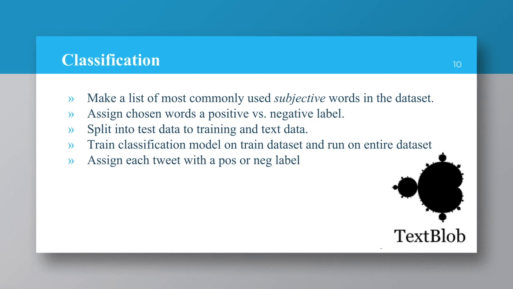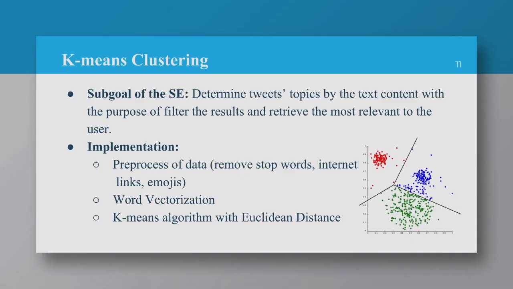Once we have made a list of positive and negative words, this can be used to further classify the tweets as positive or negative using, for example, the Naive Bayes classifier. In this project, we will be working with clustering. More specifically, we will be working with k-means clustering. This is one of the most popular unsupervised machine learning algorithms.